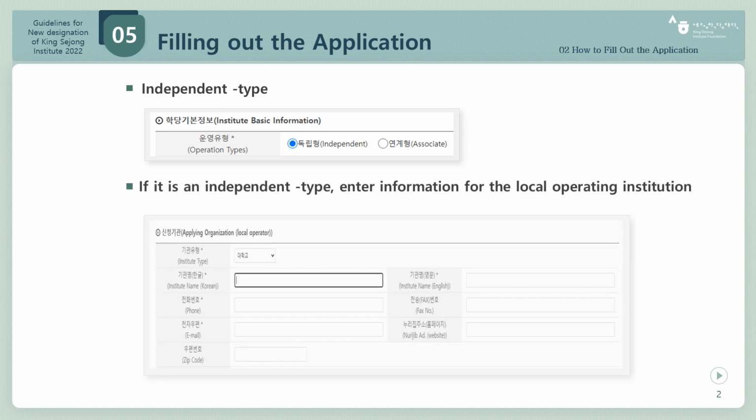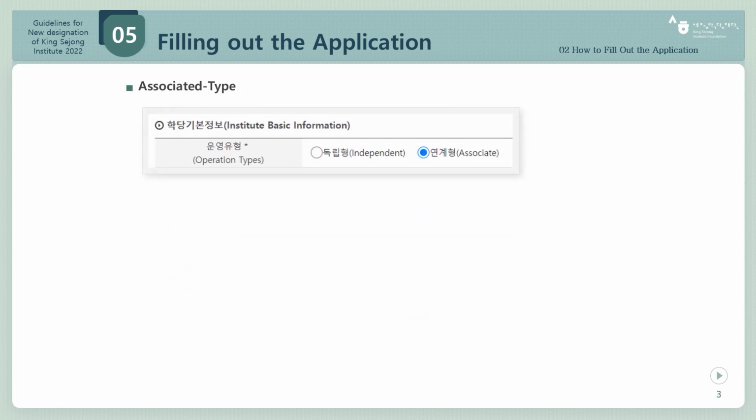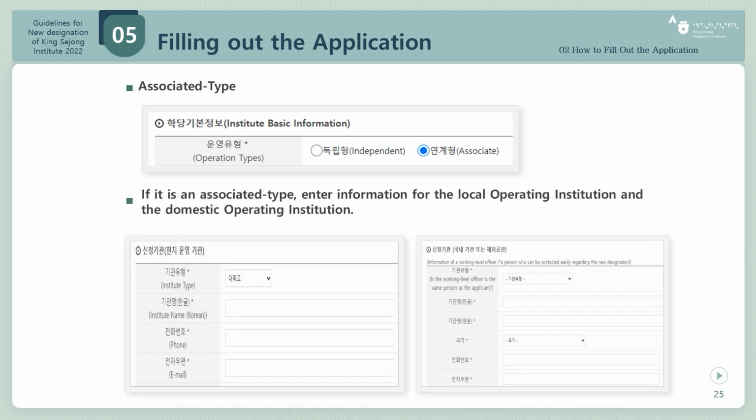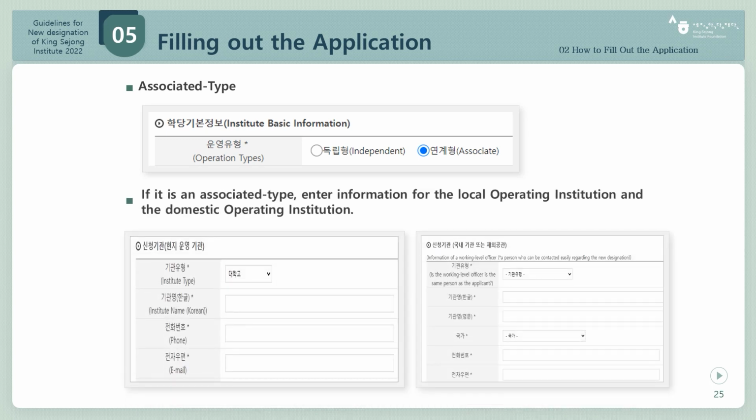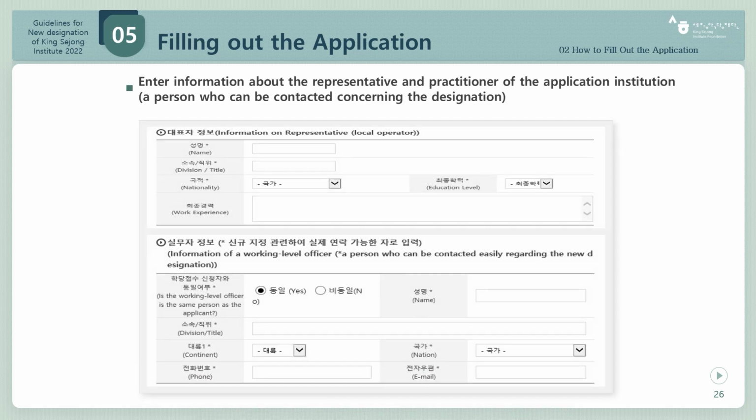If independent type is selected, information of the local operating organization must be entered. If associated type is selected, information of the local operating organization and operating organization in Korea must be entered separately in each input field. Please enter the information about representative and operator of the applying institution. The operator here should be someone who can actually contact the King Sejong Institute Foundation regarding operations of the new King Sejong Institute designation.